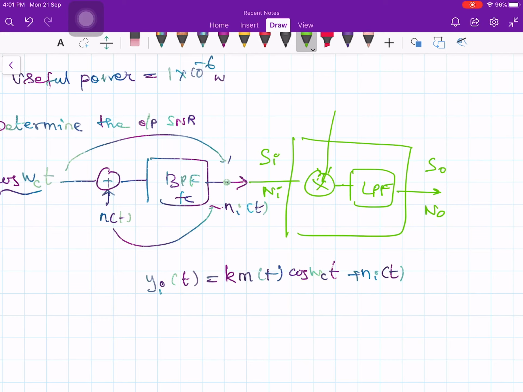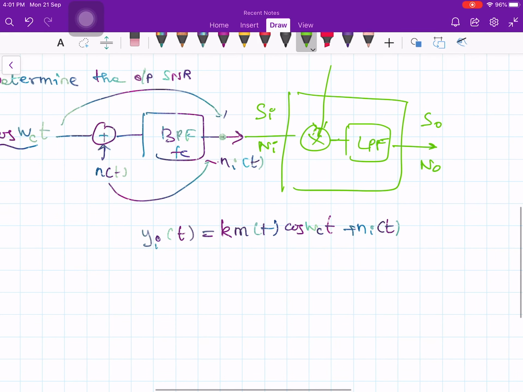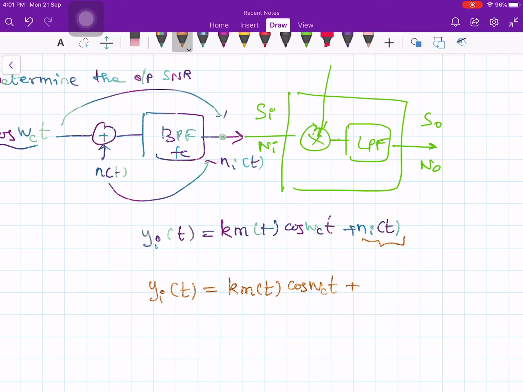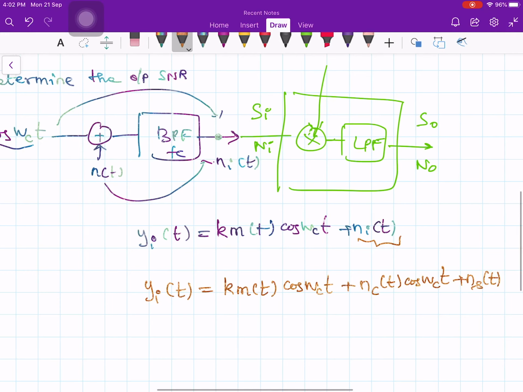Okay, so what is your yi now? Same calculation. yi of t is equal to k times m of t cos omega ct plus ni of t. What is ni of t? It is narrow band noise that will be represented in terms of in-phase component and quadrature phase component. So nc of t cos omega ct plus ns of t sin omega ct.